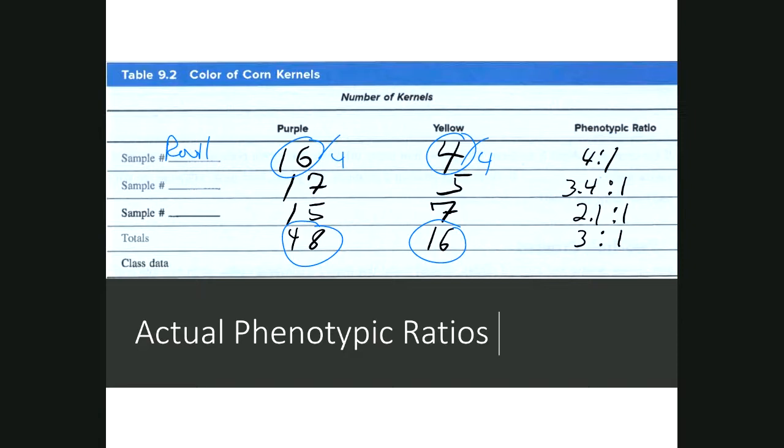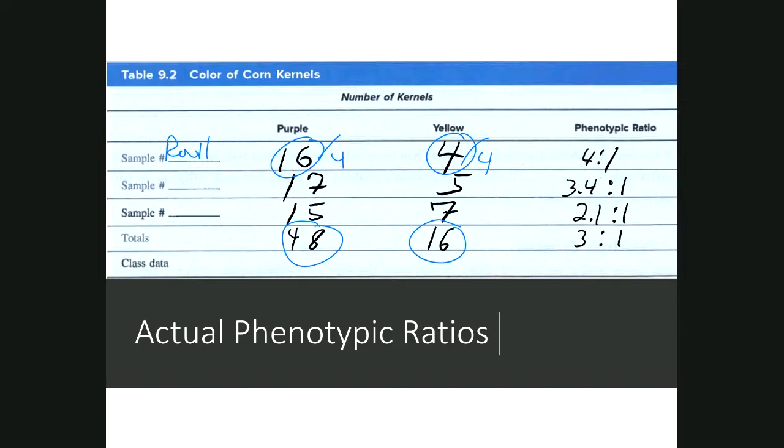All right, expected phenotypic ratios are what happens in controlled, perfect conditions. In the real world, where there are so many other variables affecting the situation, the actual phenotypic ratios don't always end up as perfect as the expected phenotypic ratios.